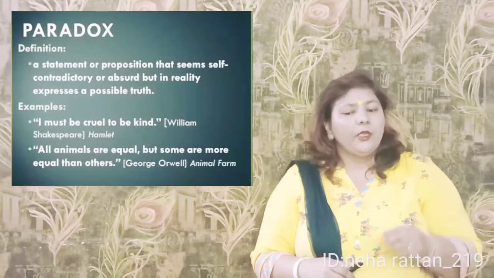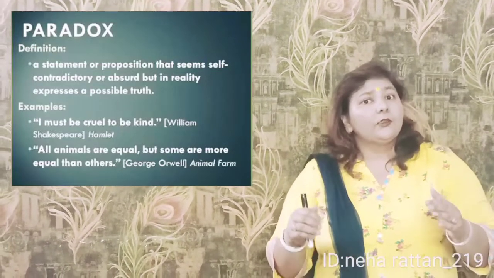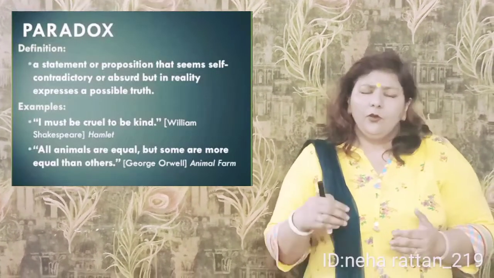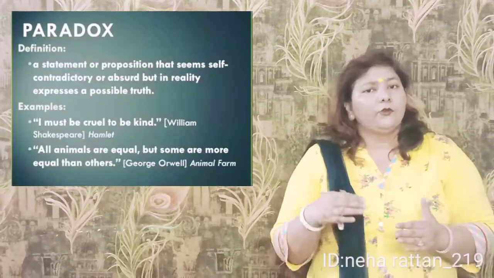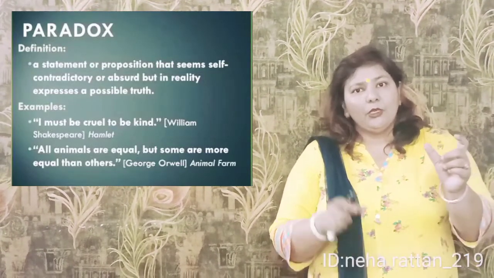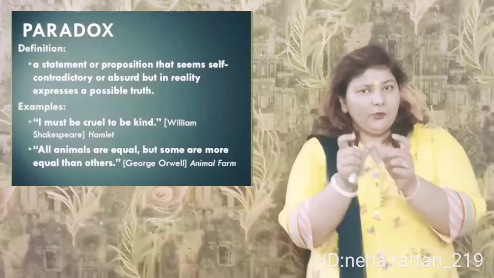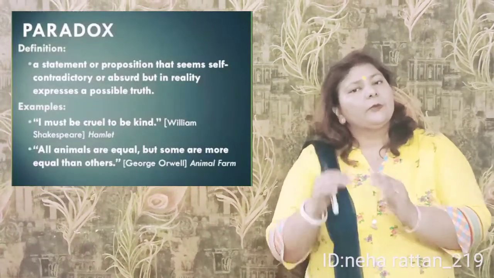Another example, when a doctor operates upon a patient, it's cruel kindness. Obviously, the doctor has to do the dissection and cutting and slitting of the patient to operate upon the patient. So, cruel and kindness, two contradictory words. That is why this is a perfect example of paradox.